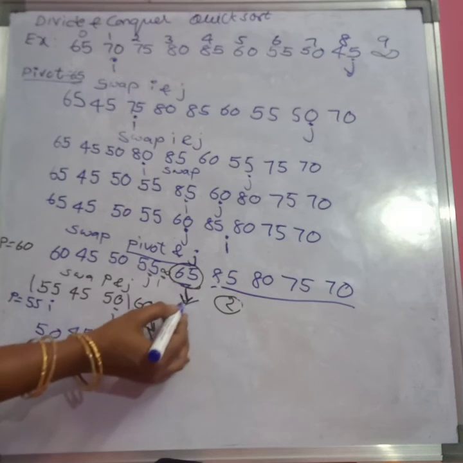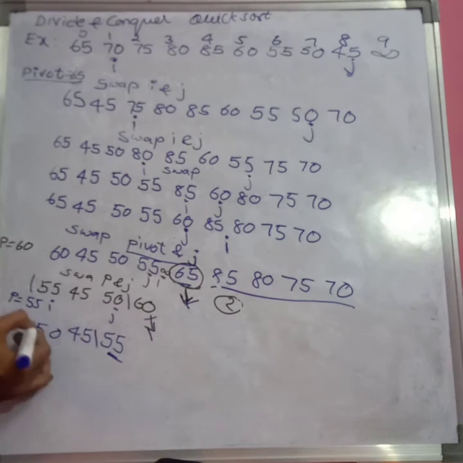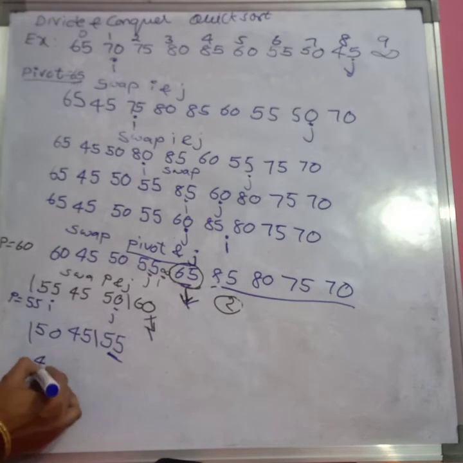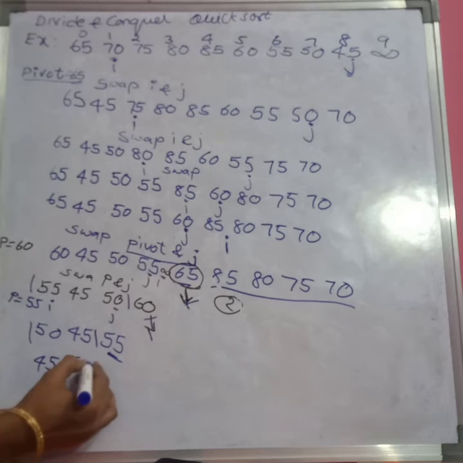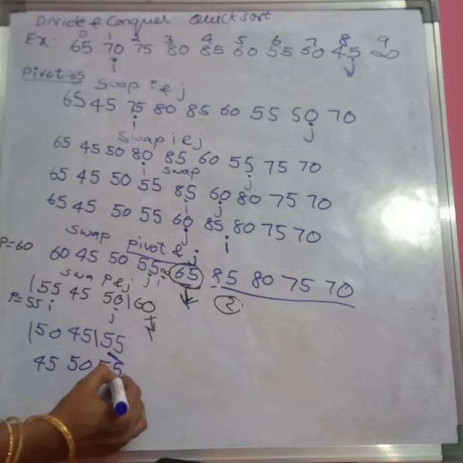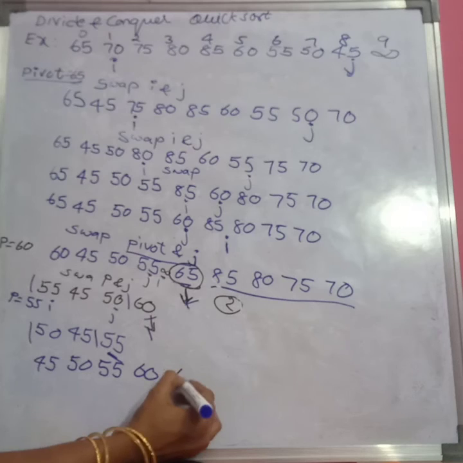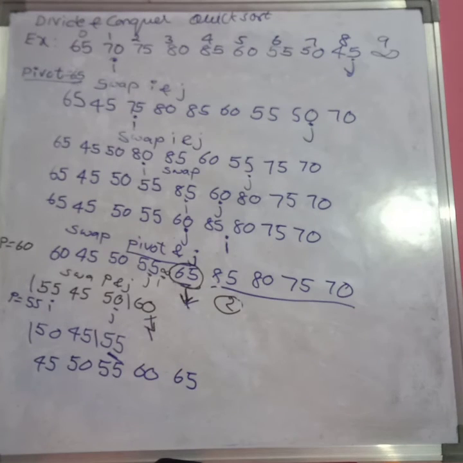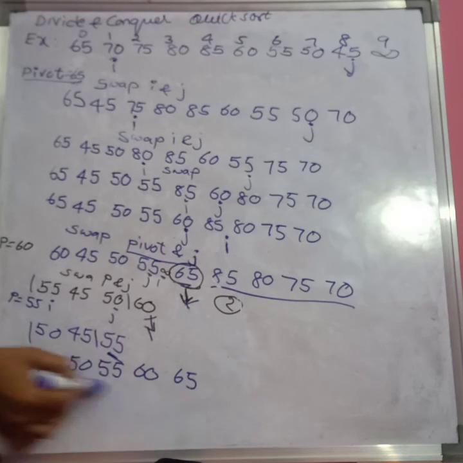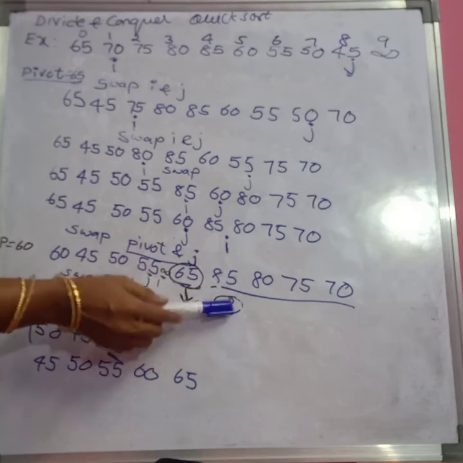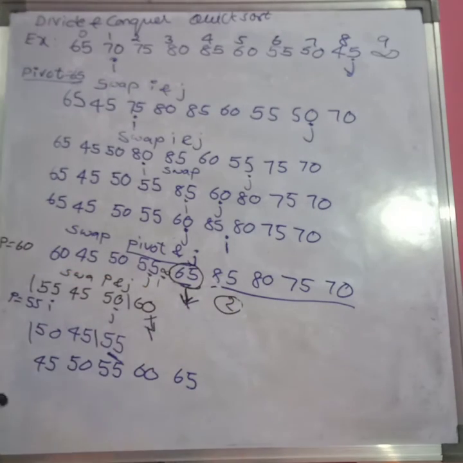55 is in its position, 60 is in its position, 65. So take these two only and swap these two. Now up to this point the elements are sorted, so these elements are already sorted. Now we are concentrating on the second sub problem, this right hand side.